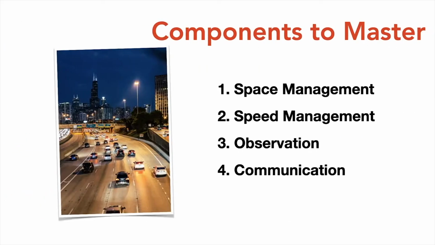The components to master while you're driving: space management, speed management, observation, and communication. These are the tools of a smarter, safer driver. And you're going to use speed to manage space and always have that space around your vehicle. Observation is going to allow you to manage that space, because you're going to recognize hazards on the roadway, pedestrians, other road user groups, cyclists that are going to do something unexpected and whatnot. And then you're going to communicate effectively, because driving is a social activity.